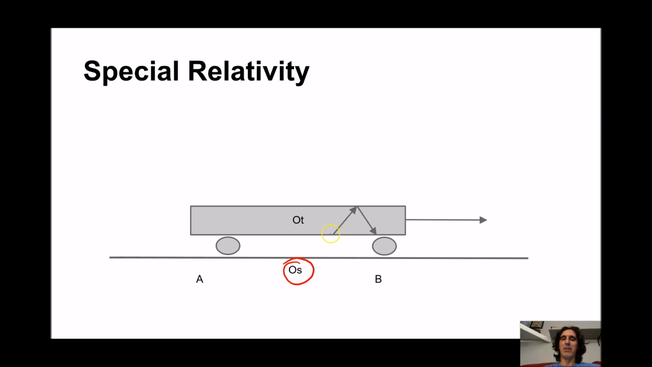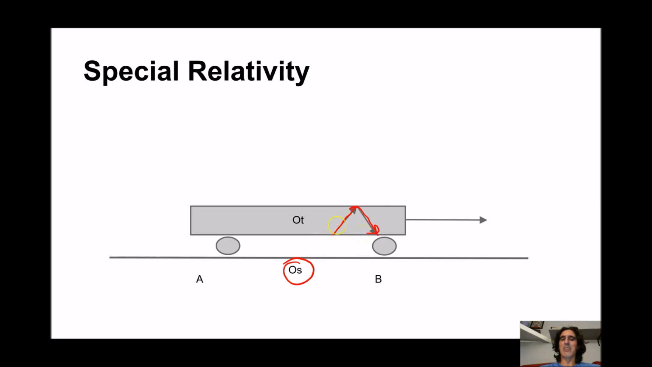So now, as the photon bounces up, it also bounces up at an angle, and it also bounces down at an angle. As we could see from this picture, it's going to take a longer path to travel when compared to the person sitting inside the train.